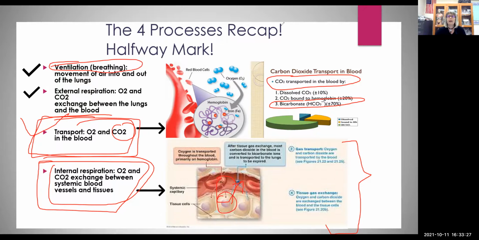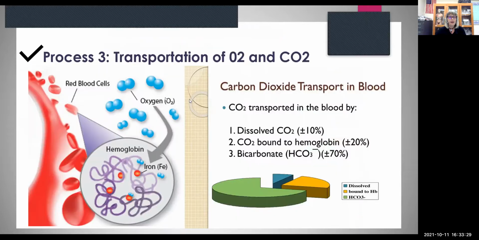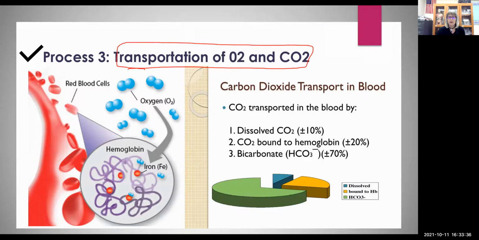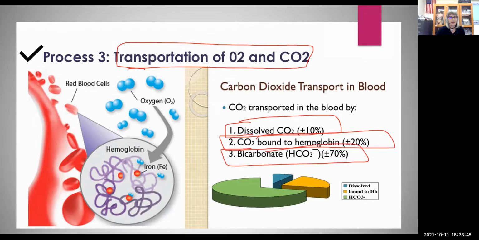All right, let me clear my annotations and we move on. And so this is the third process, transportation of the oxygen and the CO2. Carbon dioxide is transported in the blood via dissolved CO2, CO2 bound to hemoglobin, and bicarbonate. And this just shows you the red blood cells that are transporting the hemoglobin in the form of iron, its basic structure, and the 4 binding sites for oxygen.